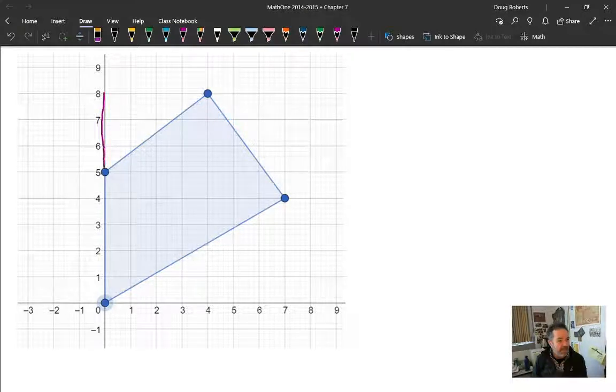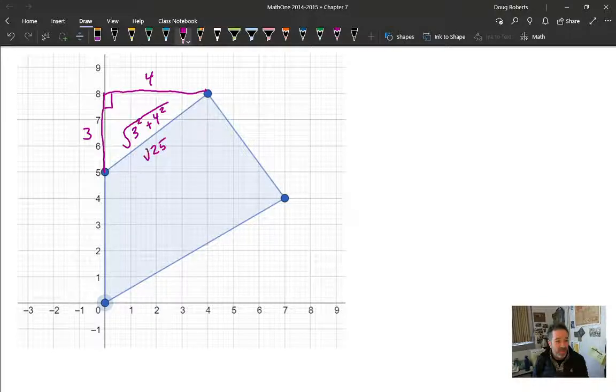So we already said that this was 3 units long, and this was 4 units long. Right? 1, 2, 3, 4. Great. Because this was a vertical and this was a horizontal line, this is a right angle. So this is a right triangle. This side right here equals 3 squared plus 4 squared, and then this is squared, so I take the square root of that. And this is just the Pythagorean theorem: leg squared plus leg squared equals the hypotenuse squared. This is 9, this is 16, 9 and 16 is 25, and the square root of that is 5. So this is 5 units long.